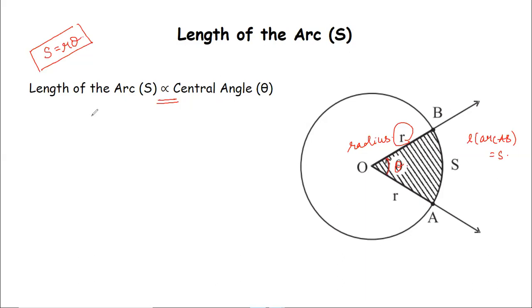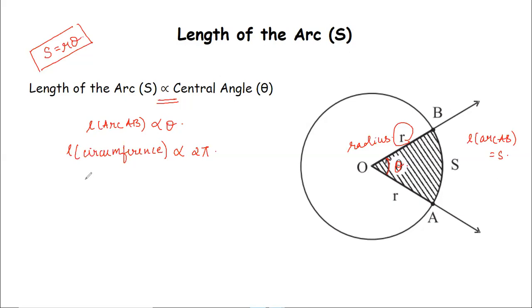Using the same property, I can say that length of arc AB will be directly proportional to theta, which is subtended at the center of the circle by arc AB itself. Similarly, what will be the length of circumference of the entire circle? It will be directly proportional to 2 pi, as we have seen. Why 2 pi? Because the entire circle creates an angle of 2 pi radian, which is equal to 360 degree. That is one complete rotation.